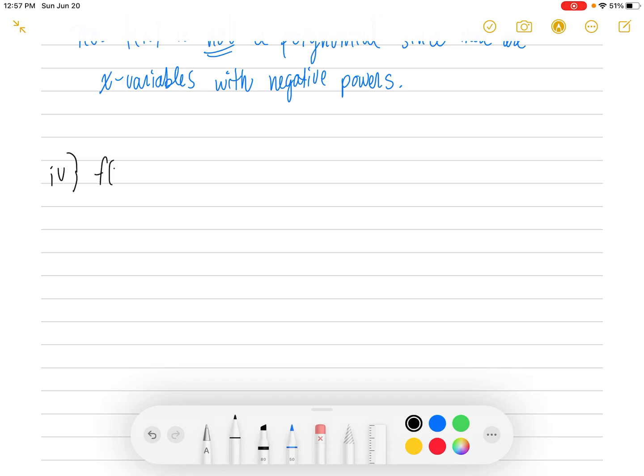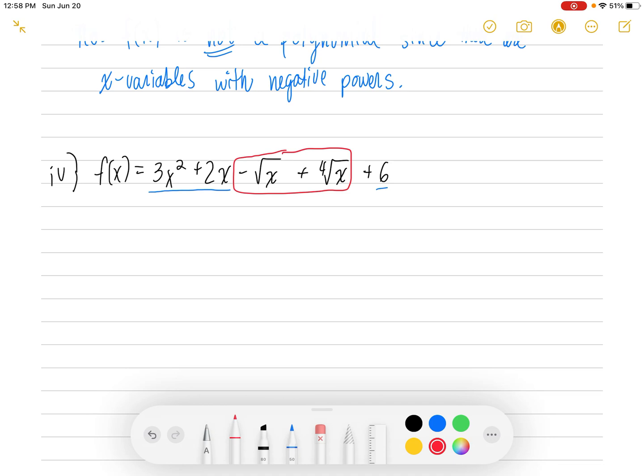So here's our function. F of x equals 3x squared plus 2x minus the square root of x plus the 4th root of x plus 6. So part of this is polynomial-like. The first 2 terms are polynomial-like, and the last term, the constant, is polynomial-like. But we got these 2 dudes here, the ones with the radicals.